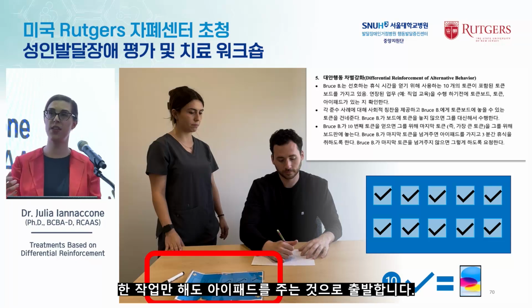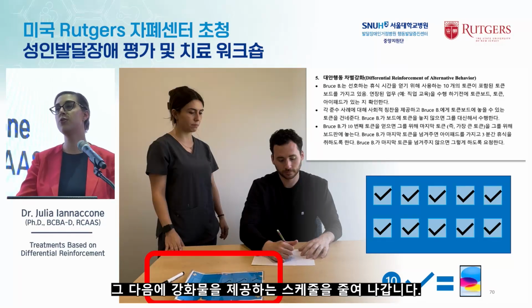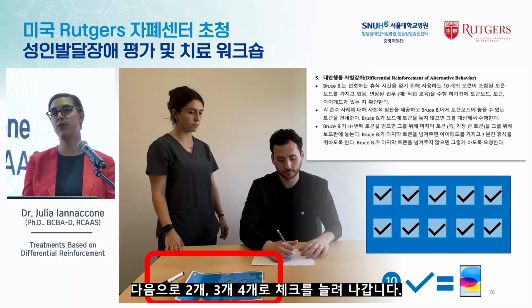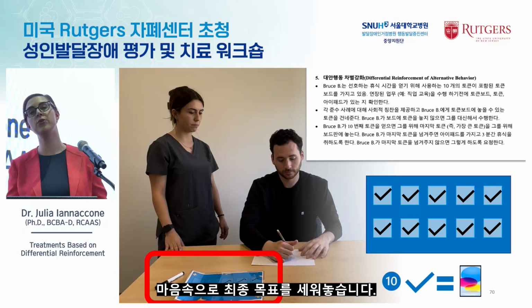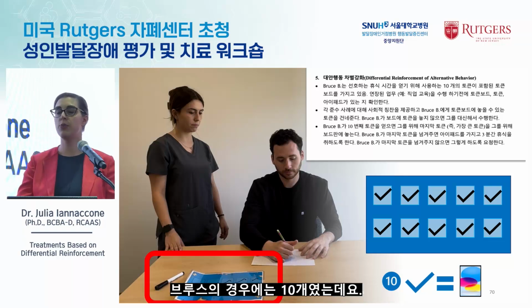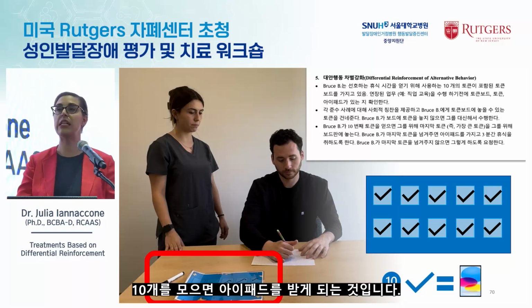And then you would thin the schedule of reinforcement. You keep hearing this term, so you would do that here too. First, maybe 2 check marks, you get your iPad. Then 3, then 4. You would have some sort of an end goal in mind as you're doing this. For Bruce, the end goal was 10 tokens. So Bruce gets 10 tokens or 10 check marks and he gets his iPad.